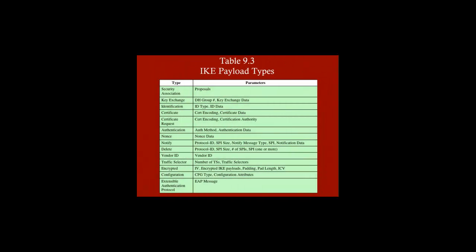Here's a table with IKE payload types. The table summarizes the payload types defined for IKE and lists the fields or parameters that are part of each payload. The SA payload is used to begin the establishment of an SA. The payload has a complex hierarchical structure. The payload may contain multiple proposals. Each proposal may contain multiple protocols. Each protocol may contain multiple transforms, and each transform may contain multiple attributes.